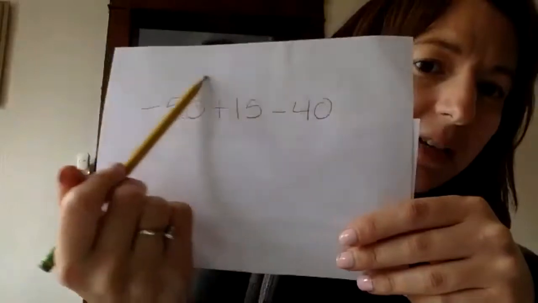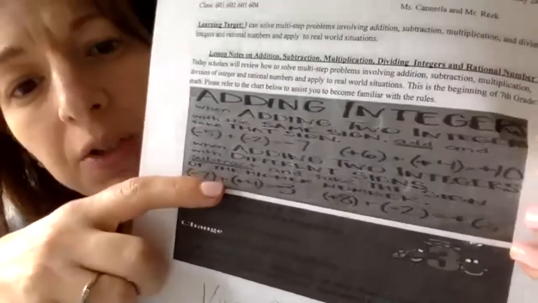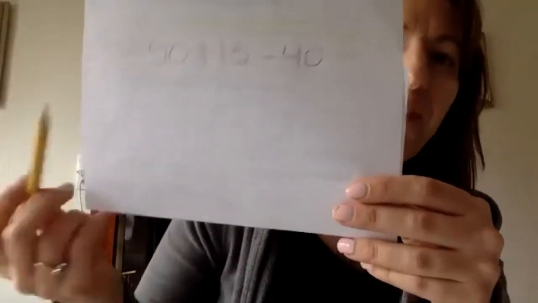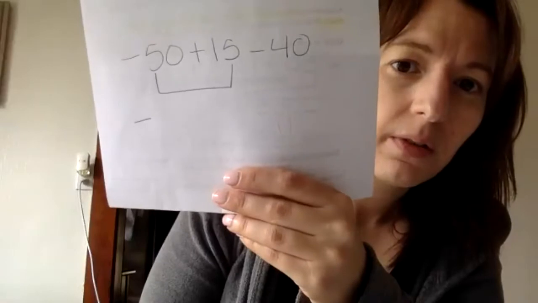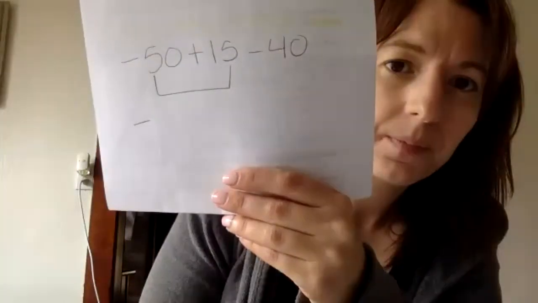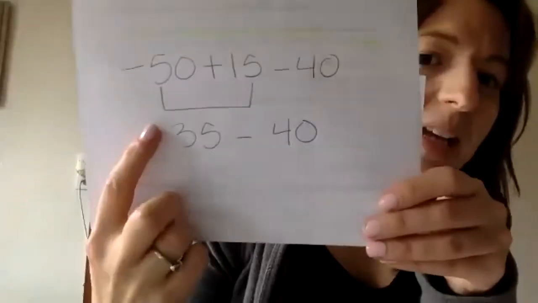So we're going to take care of the negative 50 and the 15. The signs are different. The rule states if the signs are different, you keep the sign of the higher number and subtract. What's higher, 50 or 15? 50. So 50 is what kind of sign? Negative. Right. Negative 50. Now what's 50 minus 15? That one's pretty easy. It's 35. Good. So negative 35, let's write that. Minus 40. We got negative 35 minus 40.